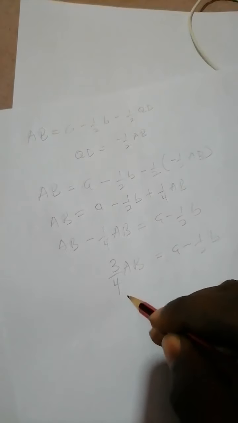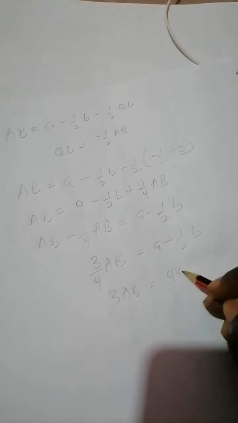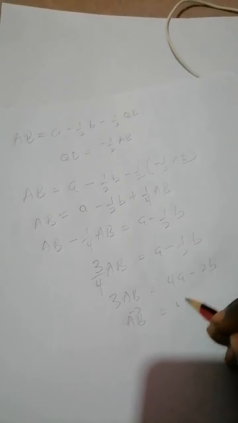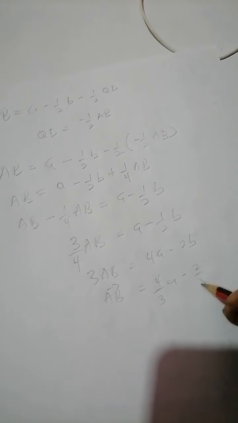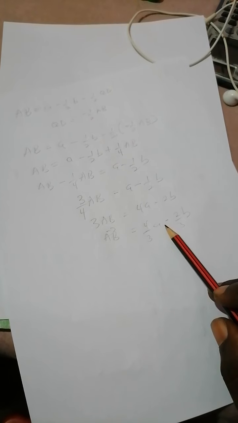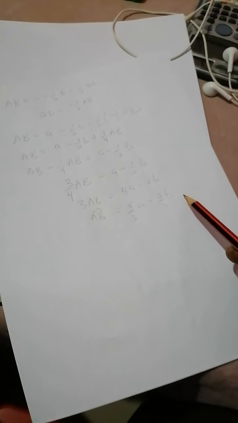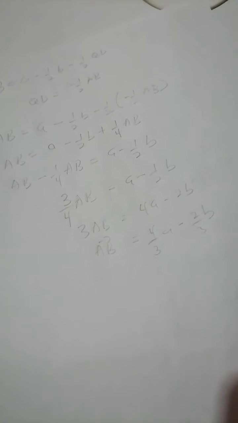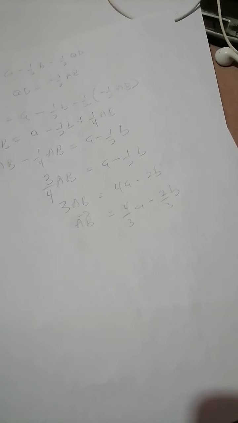If I multiply through by 4, I'll get 3AB equal 4A minus 2B. If I divide both sides by 3, vector AB now becomes 4 over 3 A minus 2 over 3 B, right? So it means from my analysis, I've solved it: my vector AB is now 4/3 of small a minus 2/3 of b. So based on that, I'm able to write vector AB in terms of the position vector small a and b, right? So you can use the same analysis to solve the other questions.